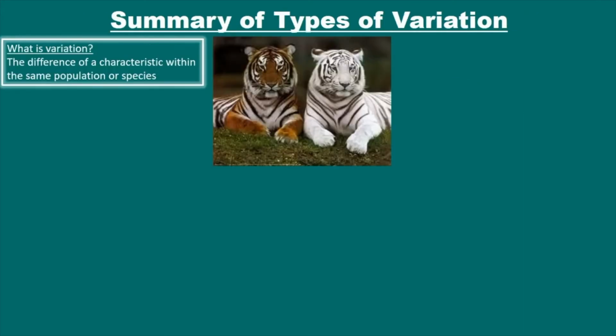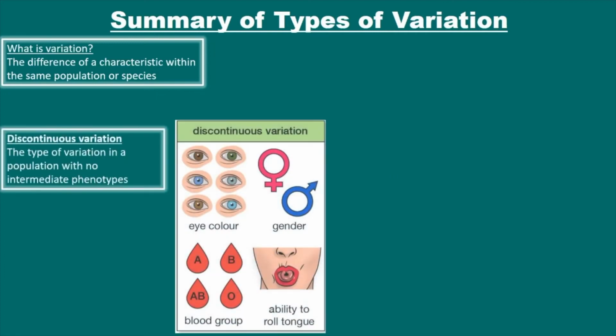So let's look at the summary of different types of variation. So what is variation? Variation is the difference of a characteristic within the same population or in the same species. So we get two different types of variation, which is discontinuous variation and continuous variation. So discontinuous variation is a type of variation in a population with no intermediate phenotypes. So here's a few examples. For example, eye color, gender, blood group, and then the ability to roll your tongue or not roll your tongue.